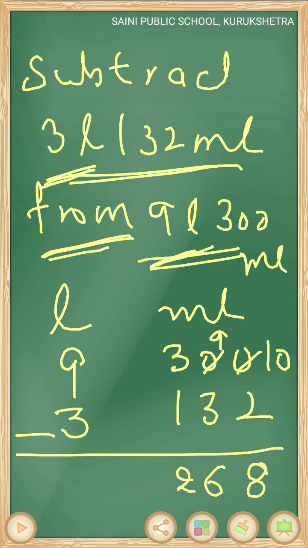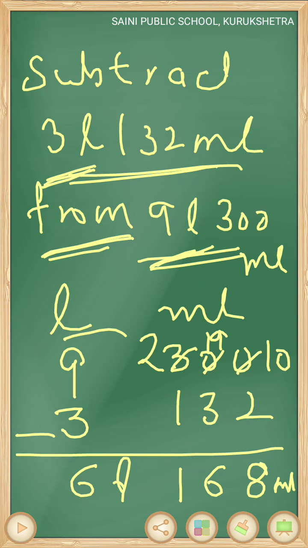Okay. But we have to take borrow from this place also because here is 0 and 0, 3 is bigger than 0. So we have to take borrow from this place also. So here it becomes 19 and 19 minus 3 here. Okay. So it will become 1 here. You will write 1 here. Okay. So 168 milliliter. Now move to the next place. Milliliter place is complete. 9 minus 3, 6. So here 6. So the answer is 6 liter 168 milliliter. Okay.